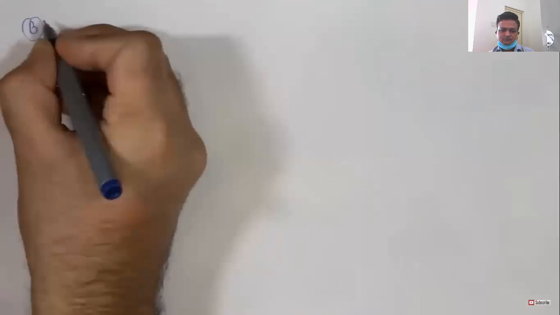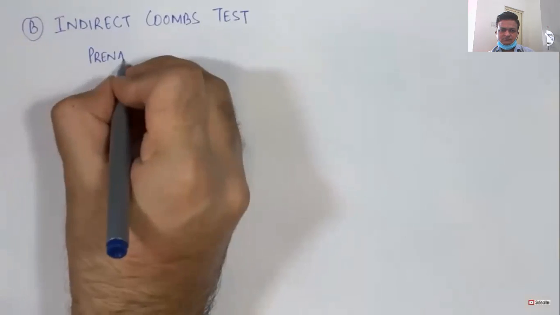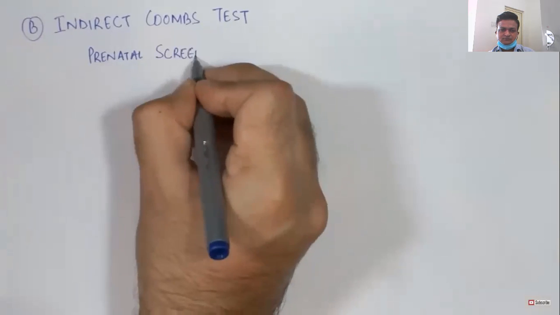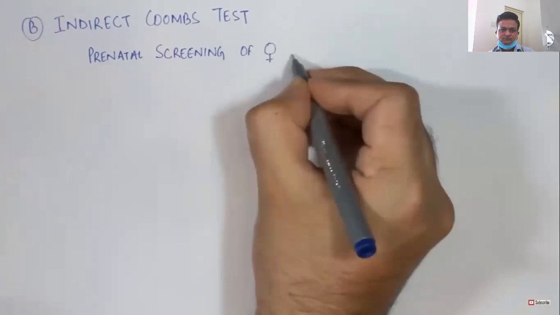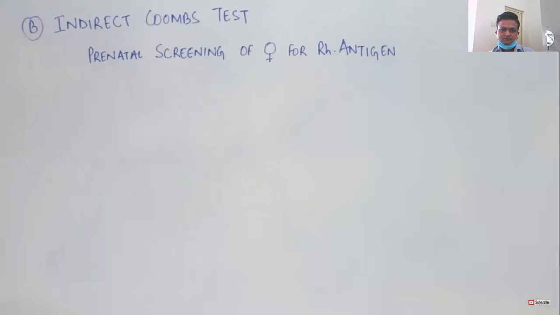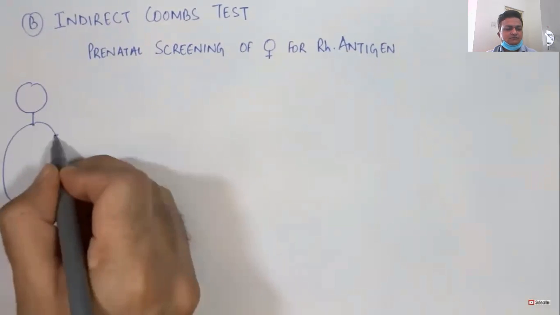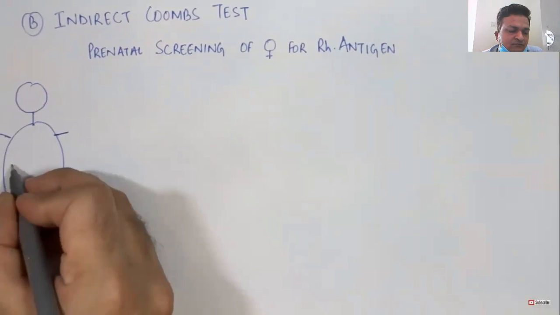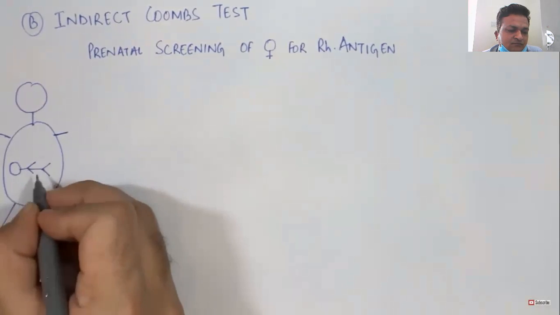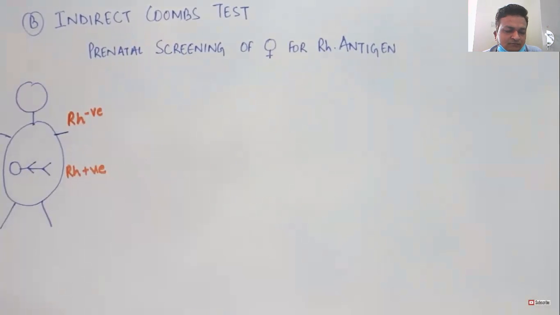Now let's talk about the indirect type of the Coombs test. And this test is mainly done for the prenatal screening of females for detection of Rh antibodies. Sorry, this is a writing mistake. This is antibody, not antigen. Now let's suppose this is a pregnant female, and again, excuse me for my fantastic drawings. And let's suppose this is the fetus inside her womb. The female is Rh negative and the fetus is Rh positive.